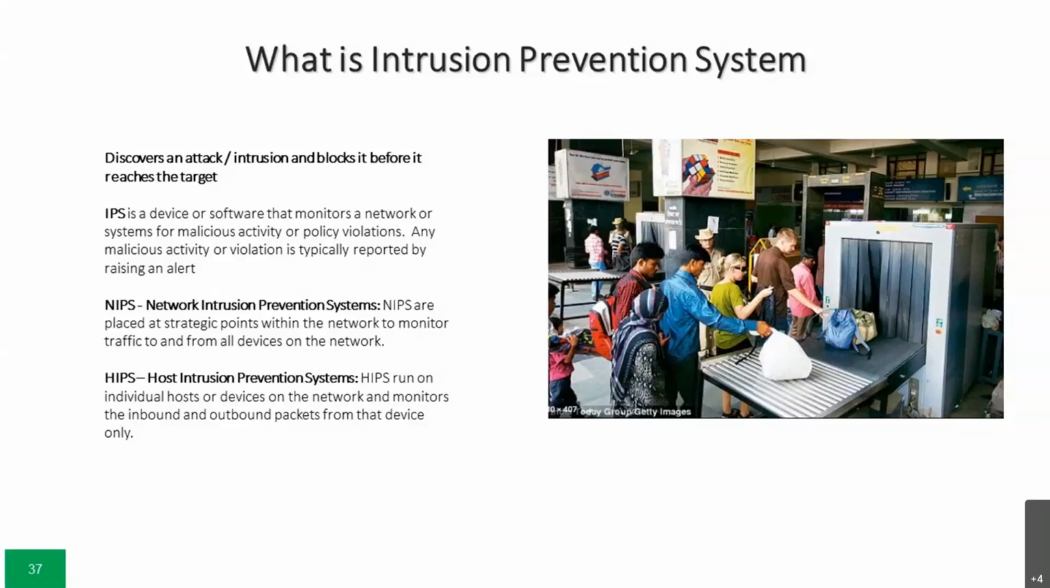So IPS is a device or software that monitors a network or system for malicious activity or policy violation. Any malicious activity or violation is typically reported by logging and alert. IPS is placed at two places: first is NIPS, the network intrusion prevention system, placed at the network level, and second is HIPS, placed at the host level, at the end device.